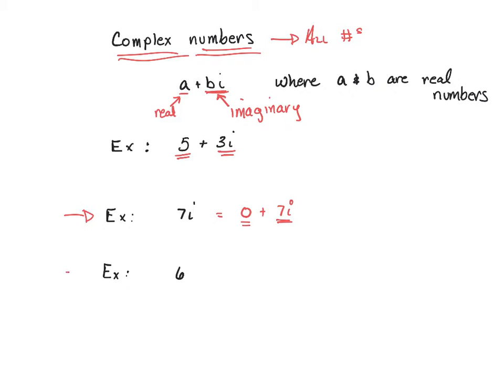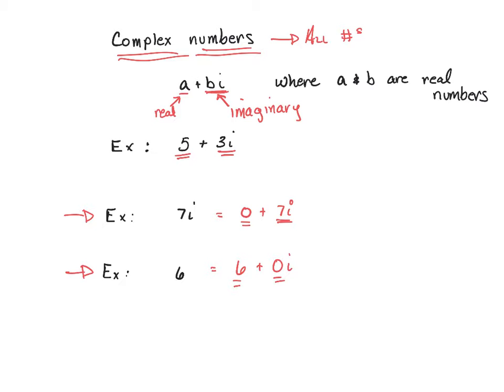Then this last one, hey, 6 here, that doesn't even have an imaginary part, but we can think of it as 6 plus 0i. So the real part would be the 6, and the imaginary part is the 0. And we're going to see quite a few of these numbers pop up as we start to solve more and more of the quadratic equations.